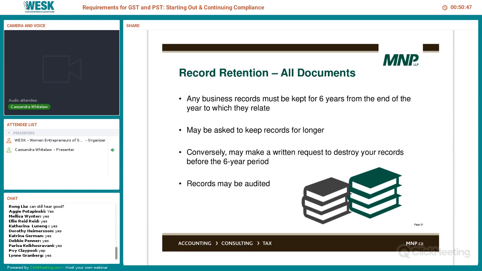The CRA can ask you to keep your records for longer. You are able to make a written request to destroy your records before the 6-year period is over, and then the CRA has discretion whether to allow that or not. And with the provincial finance bodies, as well as with the Canada Revenue Agency, they do have the right to audit your records. So it's very important that you've got everything clear and organized.